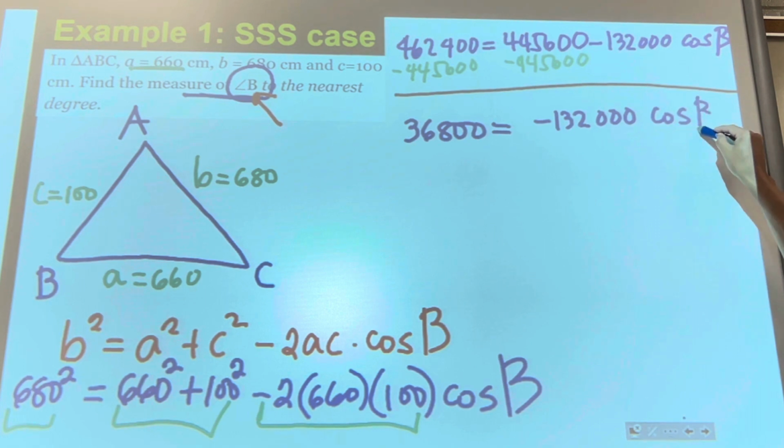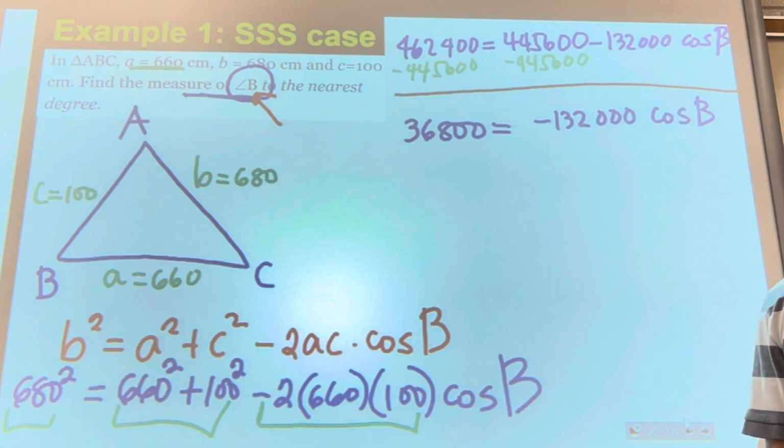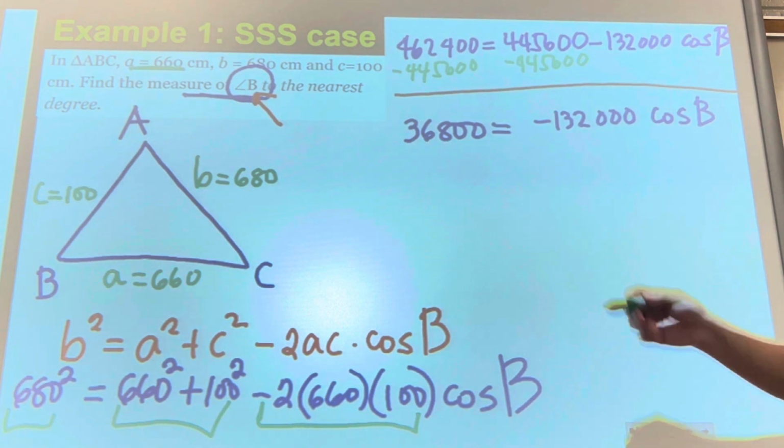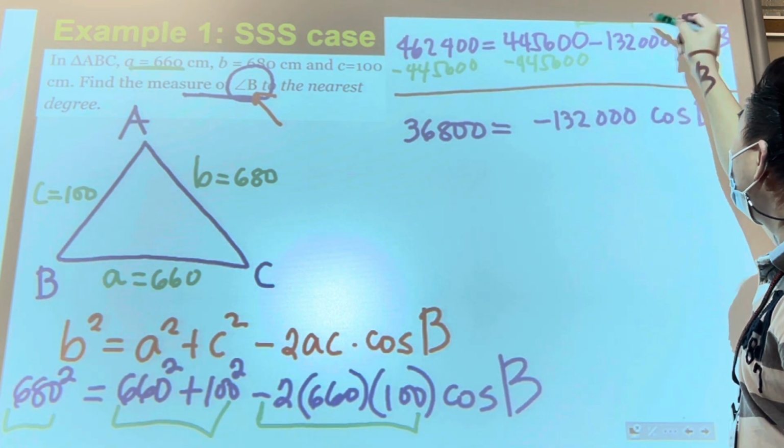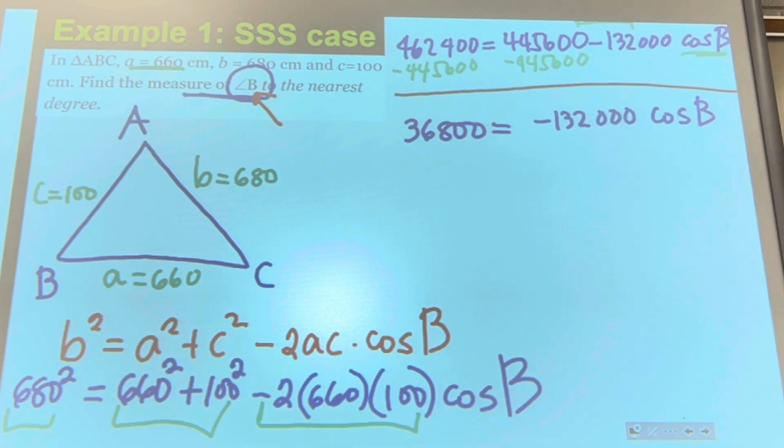So can you not do everything on the one side and then move it over? Like you couldn't subtract 445,600 from 132,000? No. You cannot subtract these two because of the cosine B. It's attached to cosine B.